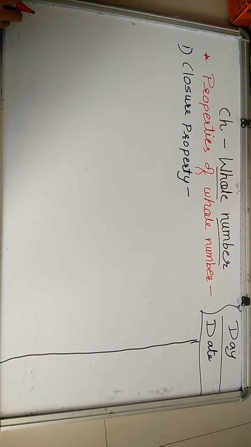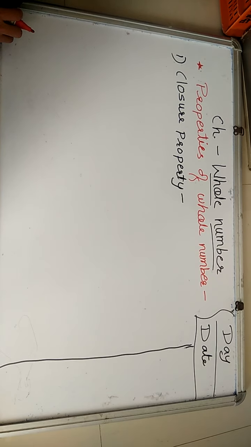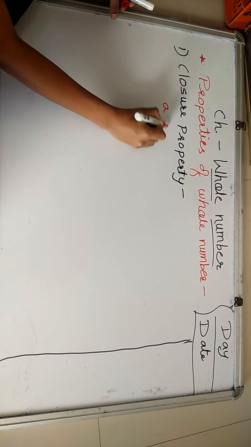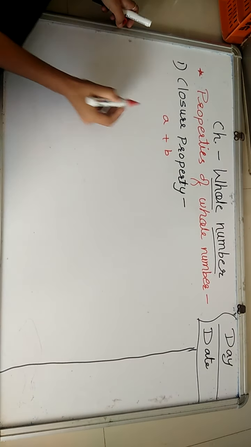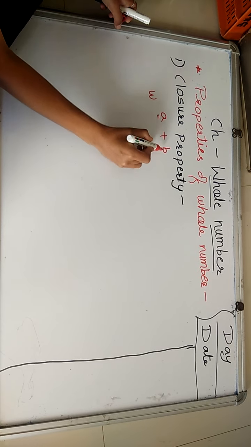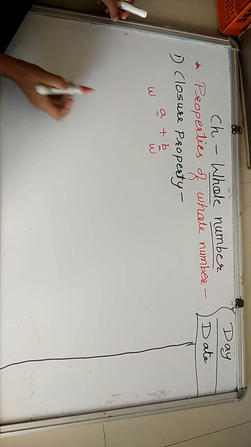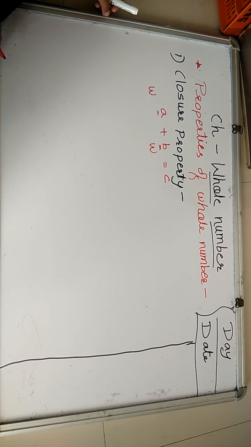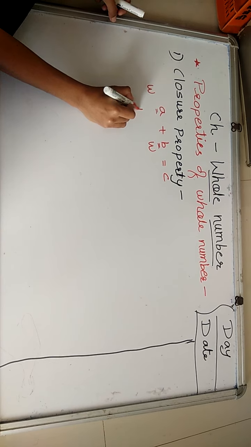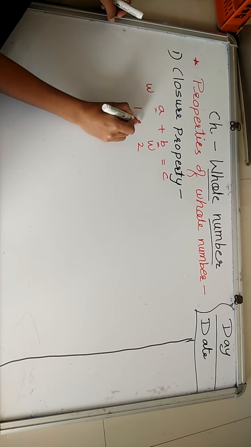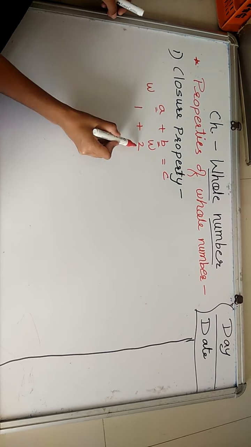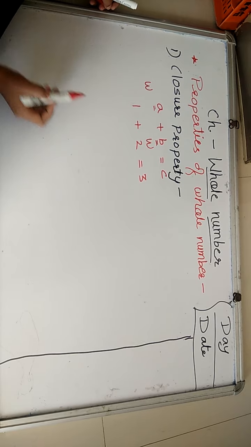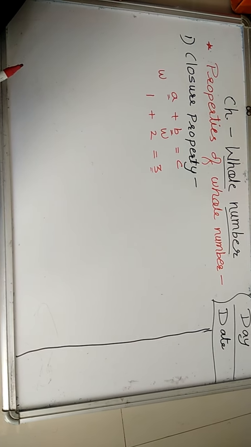Closure property means when we add two whole numbers, the answer will be a whole number. A plus B, where A is a whole number and B is also a whole number. Let's take an example. Suppose the value of A is 1 and the value of B is 2. While adding these two whole numbers, their answer will be a whole number. It means this number 3 is also a whole number.